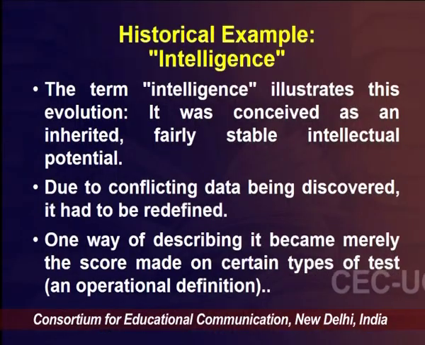A historical example is the term intelligence. This illustrates how a term has evolved and been revised. It was conceived as an inherited, fairly stable intellectual potential. Due to conflicting data being discovered, it had to be redefined. One way of describing intelligence became merely the score made on certain types of tests. So, in psychology, there are a lot of psychometric tests which will tell you your intelligence level.